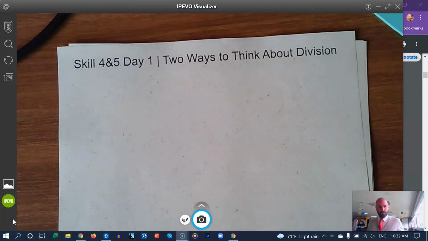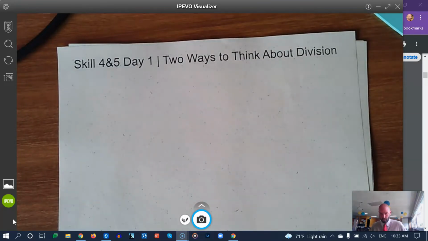All right, hi, and welcome to Skills 4 and 5, Day 1, two ways to think about division. So we're going to talk about first just division in general and to get our understanding of the two different ways that we can look at division and think about it so that we have those solidly in mind as we start to investigate what it means to divide whole numbers by unit fractions and unit fractions by whole numbers.